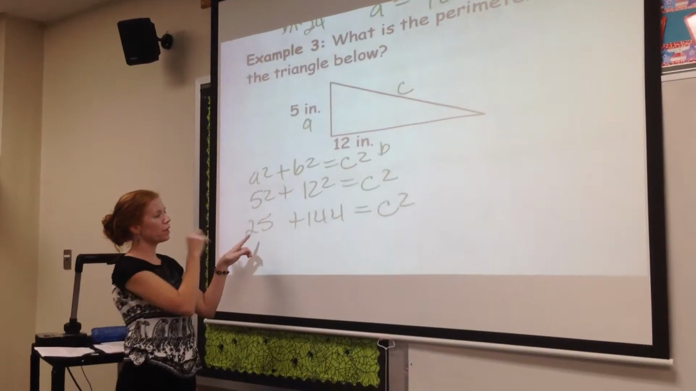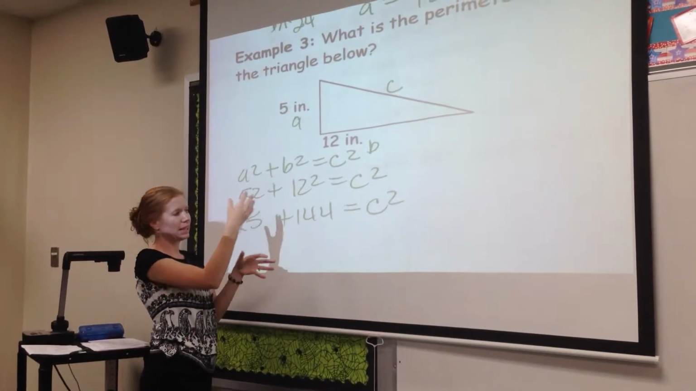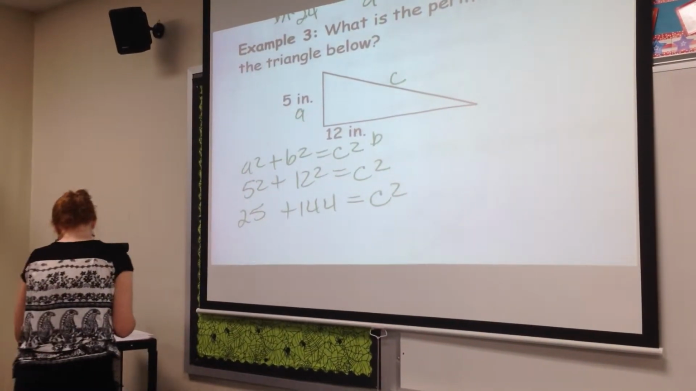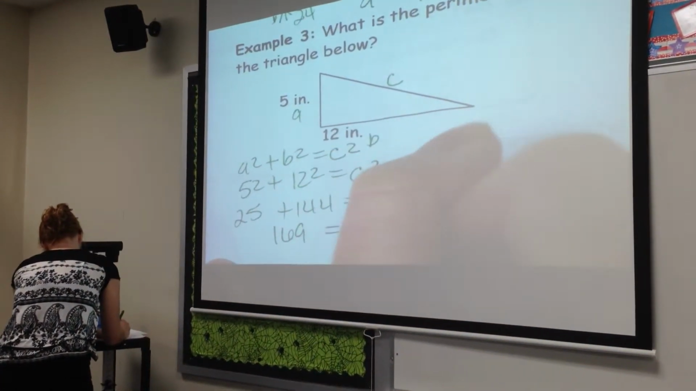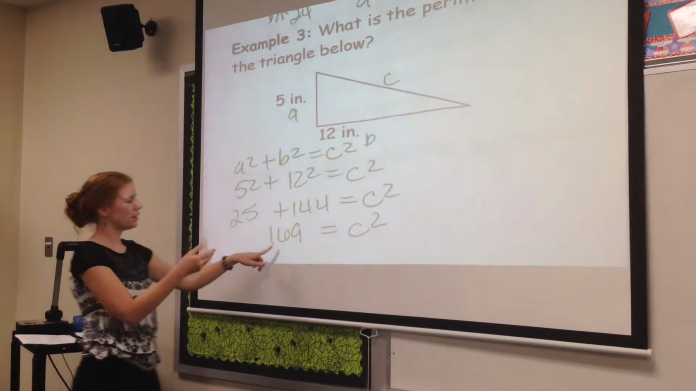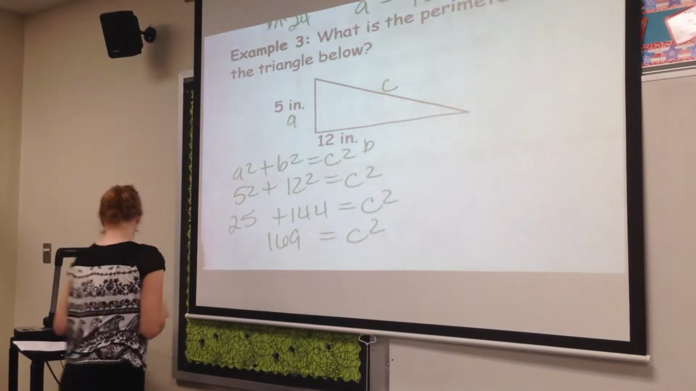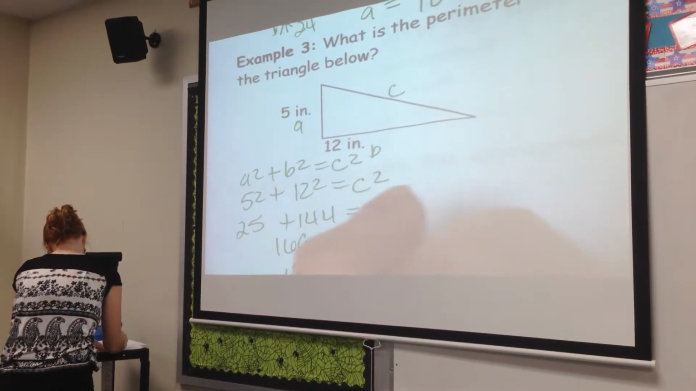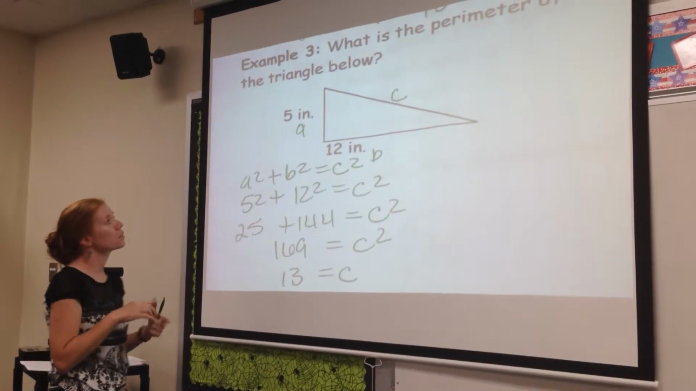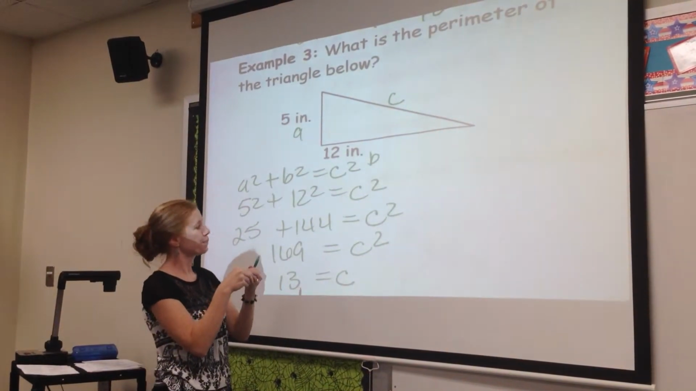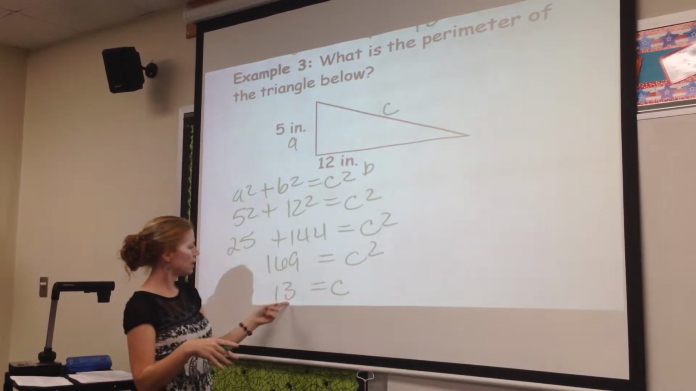This one is more simple because both of the numbers are together. If they're both together, then I can just simply add them together. Okay, that gives me 169. Now I'm ready to do the square roots. And then I need to add them. Okay, so 5 plus 12 plus 13.